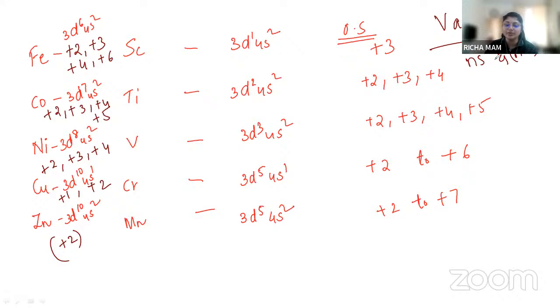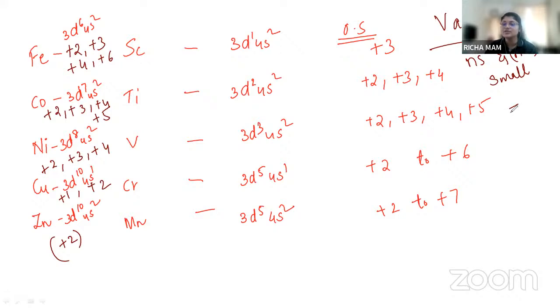So these are two different orbitals. The energy difference between the ns and (n-1)d is very small. Because of this reason, they differ only by 1 unit.